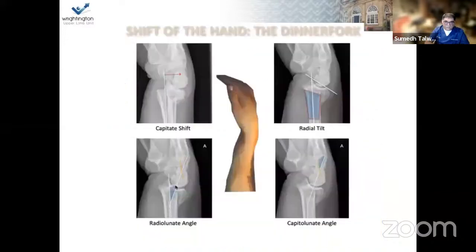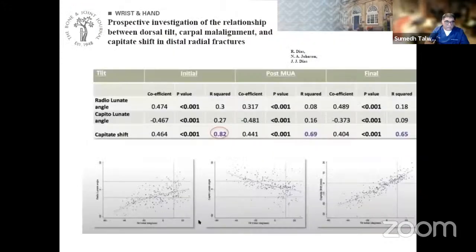Now, we know that the diagnostic sign of a distal radial fracture is the dinner fork deformity. So it's useful to know what the surrogate measures of this could be. And these essentially relate to the various indices that are associated with the carpal bone. So you have the carpal capitate shift and so on. But how do these measure against the actual dorsal tilt? And when you compare these, what you find is that once again, you have one winner, and it's always useful to have this because you can focus the literature on that, and that is the capitate shift.